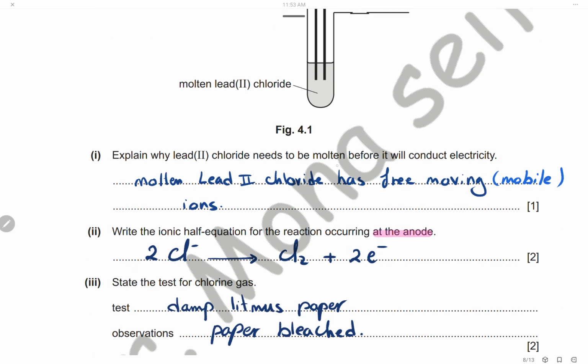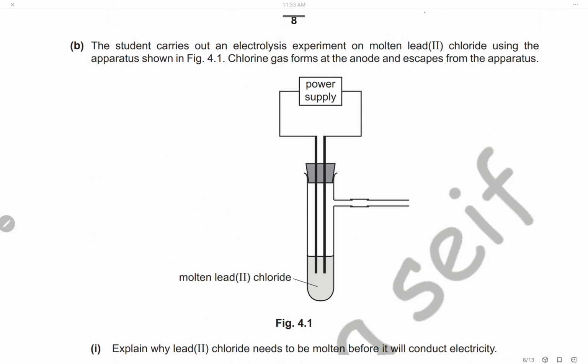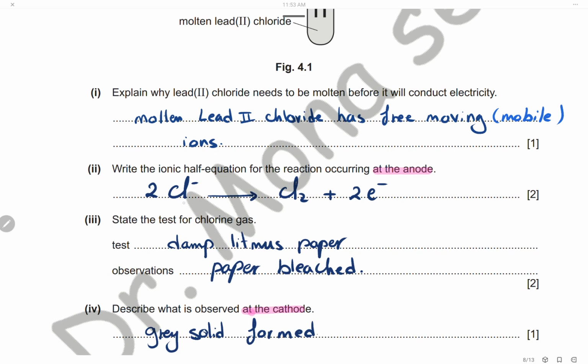Explain why lead chloride needs to be molten before it will conduct electricity. Because molten lead chloride has free moving, or free mobile, ions. Write the ionic half equation for the reaction at the anode. It's already mentioned here that chlorine gas is formed at the anode, so we have 2 chloride ions lose 2 electrons to form chlorine gas.